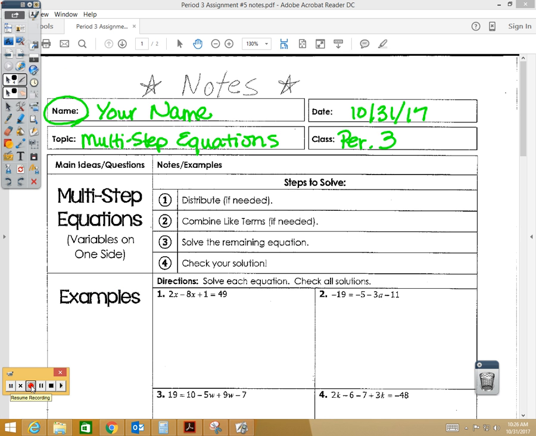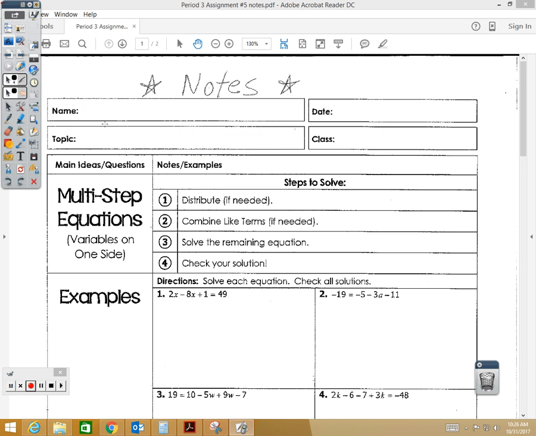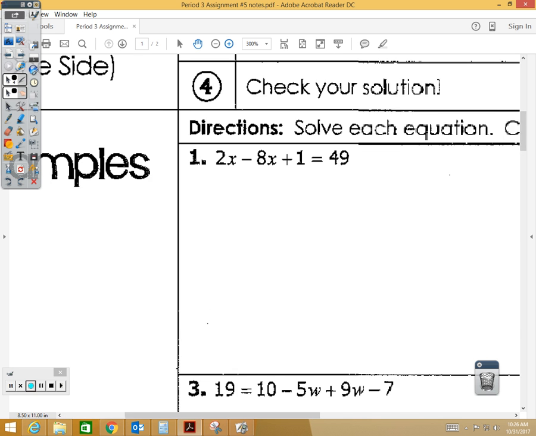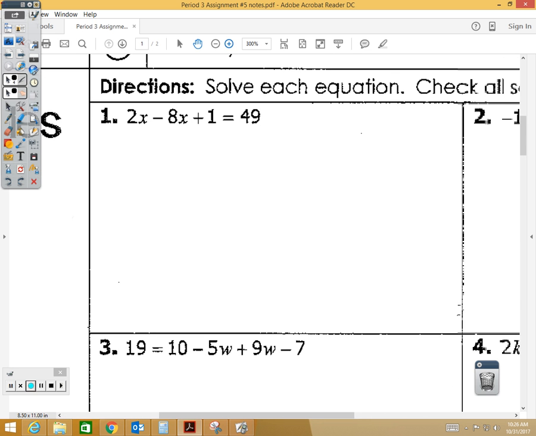And we are going to solve, we don't need to solve every single equation on this notes paper because there's a lot on the front and the back combined. But we can solve quite a few of them, okay? So that you have plenty of examples before you start on your assignment.